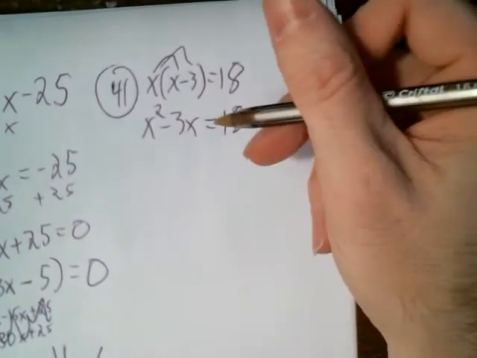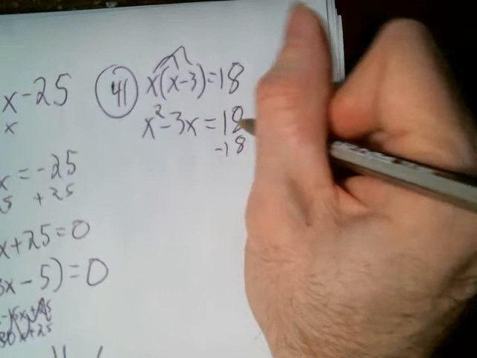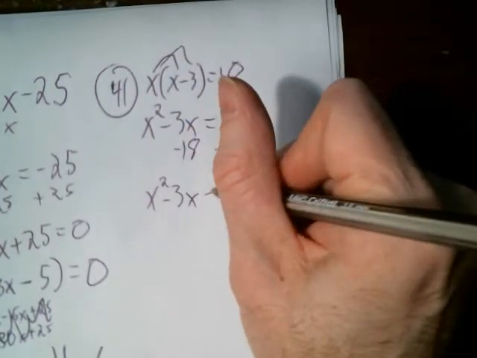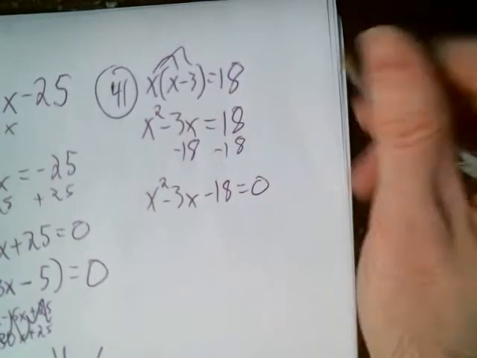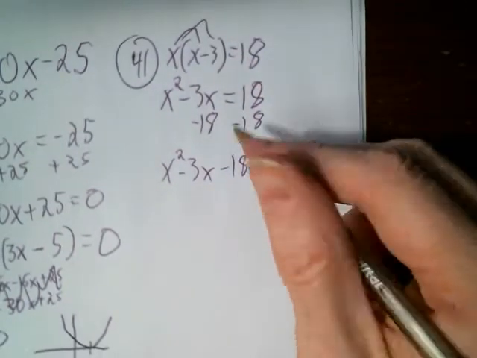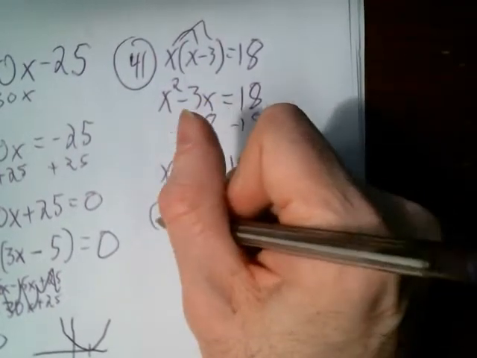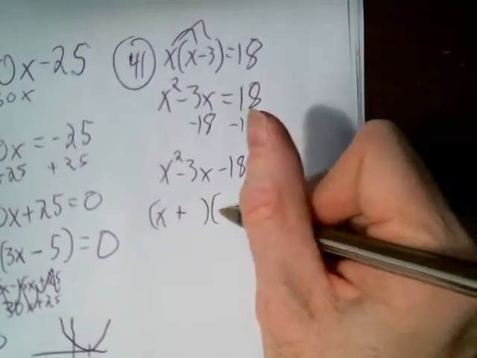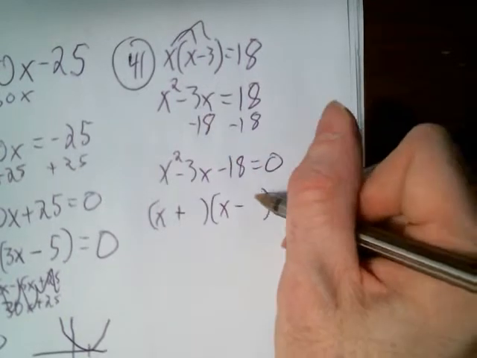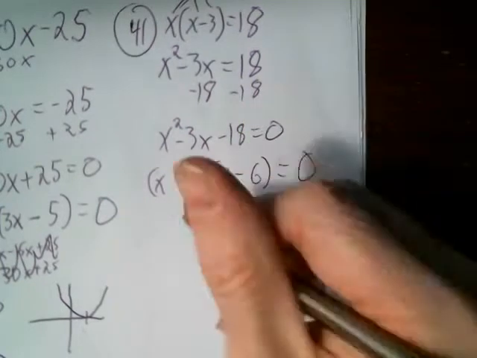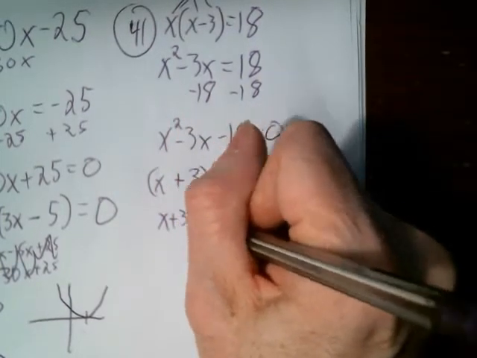and then move the 18 over, so subtract it from both sides. And then you can factor it and use our zero factor property. So it's plus and minus. And I think it's 6 and 3. Make sure the bigger one's negative. Set each part equal to 0, and you're done.